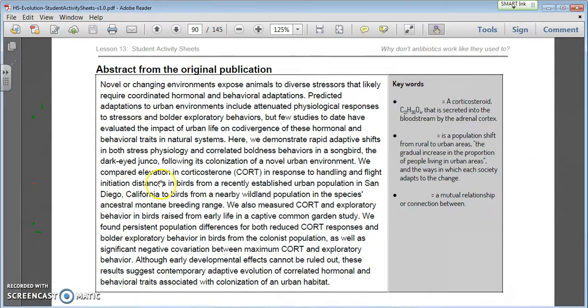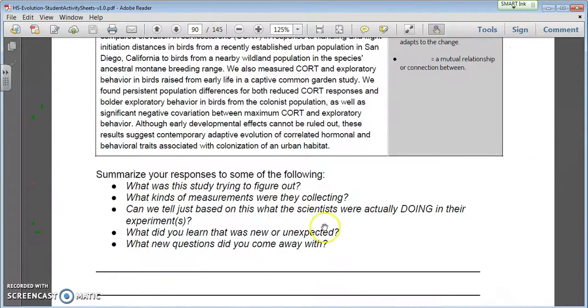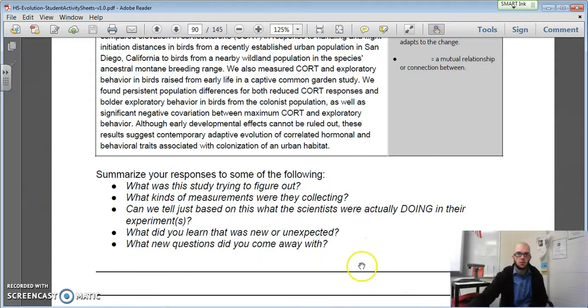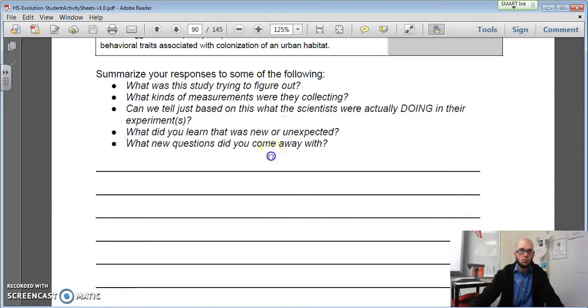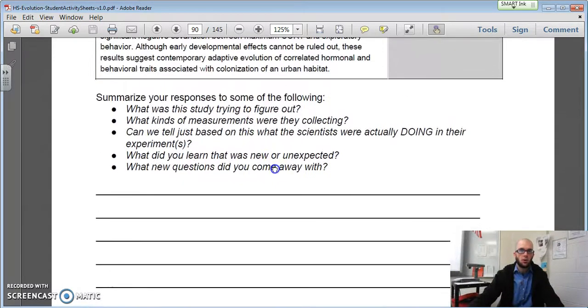Okay, now that I've erased all that, I just want to scroll down and, like I said, turn your attention to some questions that I'd like you to respond to in your student activity sheet. So now that you've annotated it and you've read it, what I'd really like you to do is respond to these questions in the space down here.